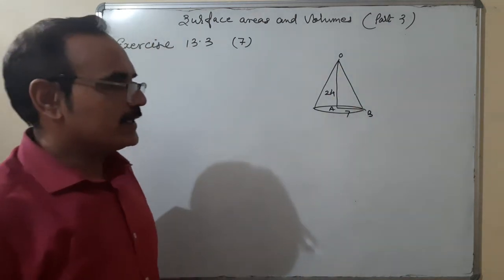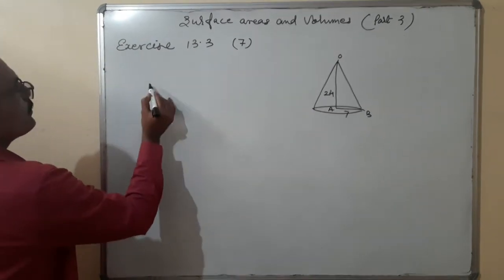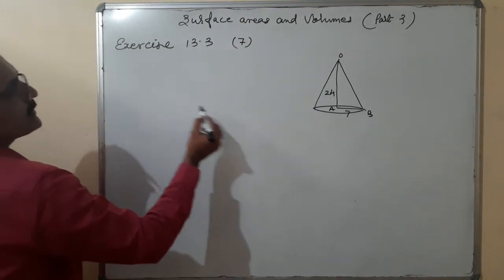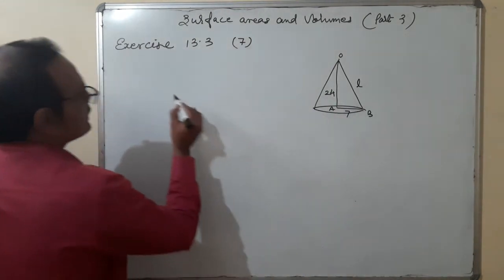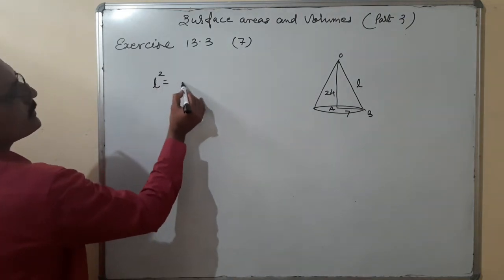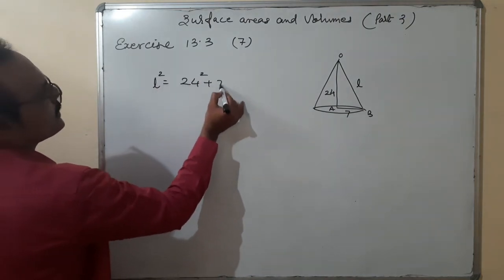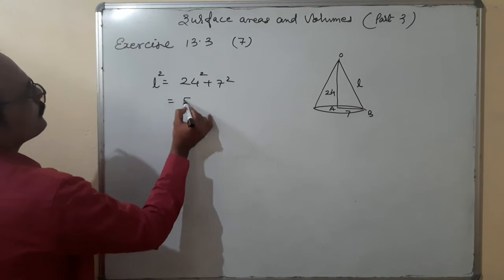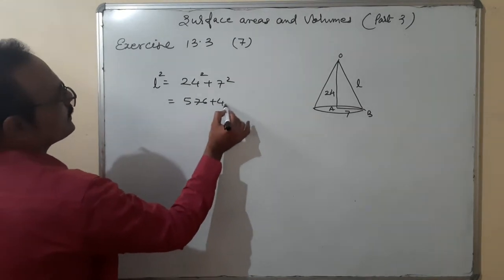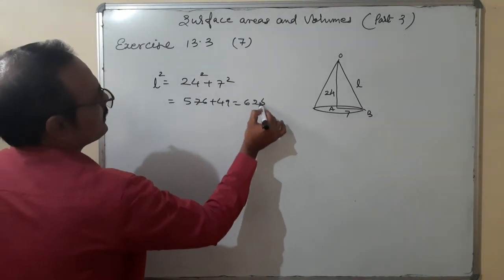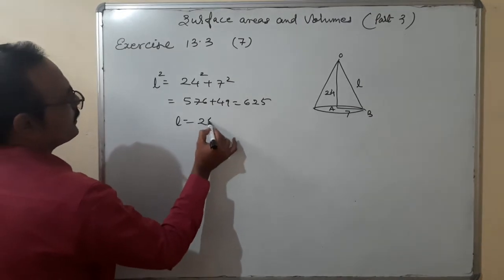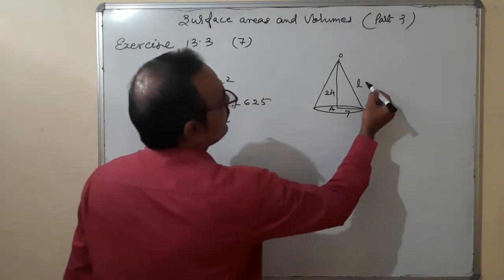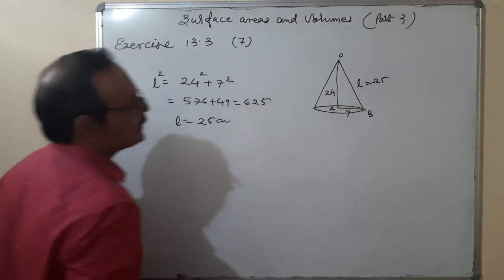And we are going to find 10 such caps. CSA of cone, but before finding the CSA, slant height is required. So L square is equal to 24 square plus 7 square, 576 plus 49, 625. That means L is equal to 25 centimeters.